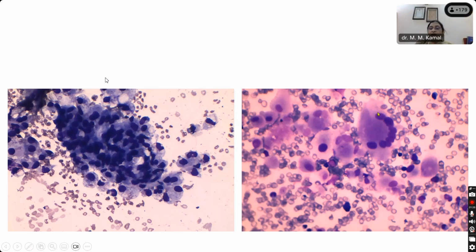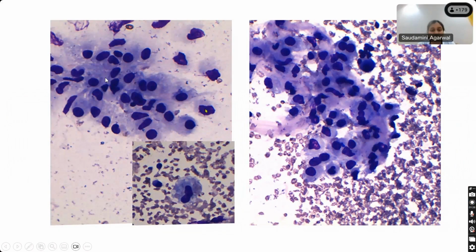Here you are seeing some giant cells. Yes, ma'am. Now here you can see these cells better. Now in fluid cytology, when you get granulomas, can you get tuberculous peritonitis, ascites because of tuberculosis? Yes, ma'am. That's very common. So I will be very fast and straightforward.